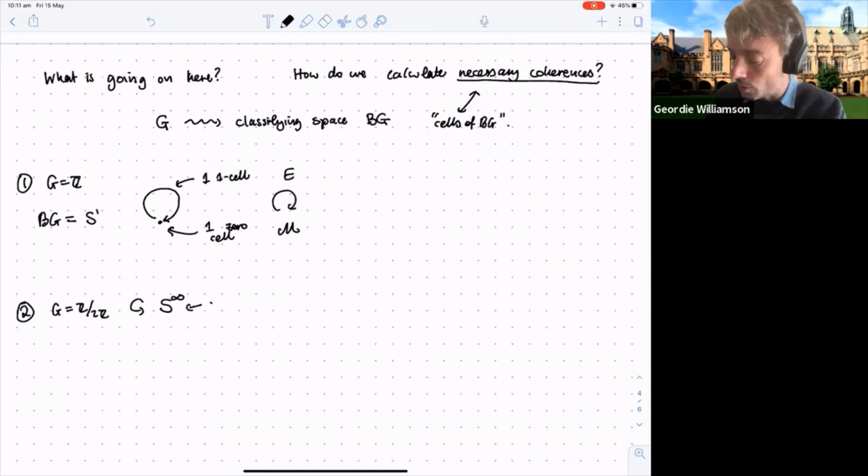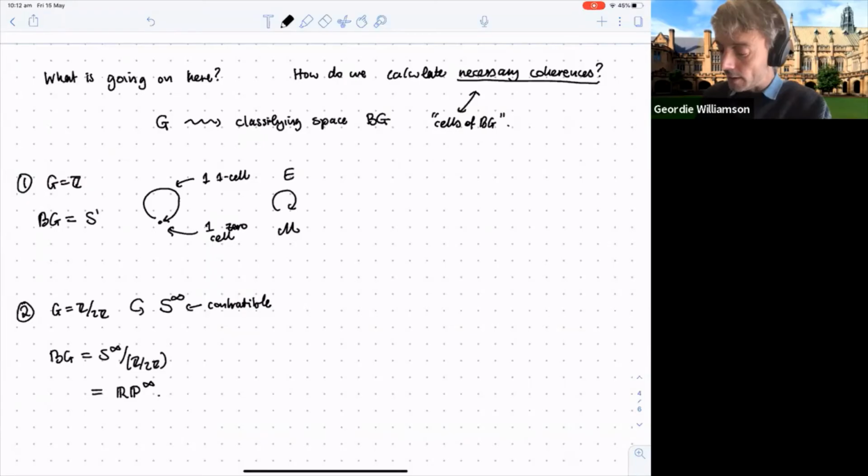And in our example of G equals Z mod 2Z, this acts on S infinity, and this is contractible. And in this case, BG is S infinity mod Z mod 2Z, which is RP infinity. And S infinity has a Z mod 2Z equivariant cell decomposition with two zero cells, two one cells, two two cells, etc.